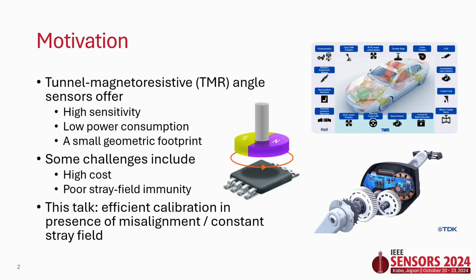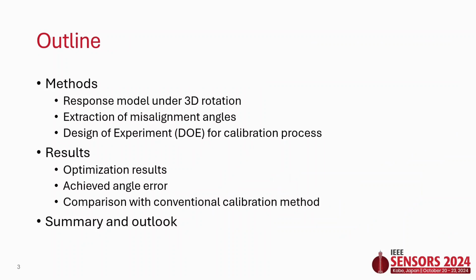behavior. I will start by introducing a very simple model that describes the TMR's behavior under 3D rotation, and then I will use that model to extract the misalignment angles, and then building on that I will introduce a new calibration process that is based also on some statistical considerations. I will then show some optimization results, how they influence the achieved angle error, and I will also compare the new method with a more conventional calibration method.